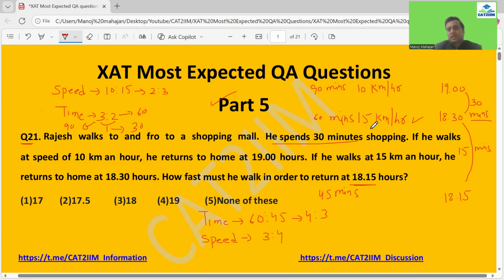What is the speed at 60 minutes? 15. So this 3 is 15, 1 unit would be 5, and 4 would be 20. So the correct answer is 20 kilometer per hour that Rajesh should walk, which in this case is none of these. So this is the super trick shortcut which I have taught you.